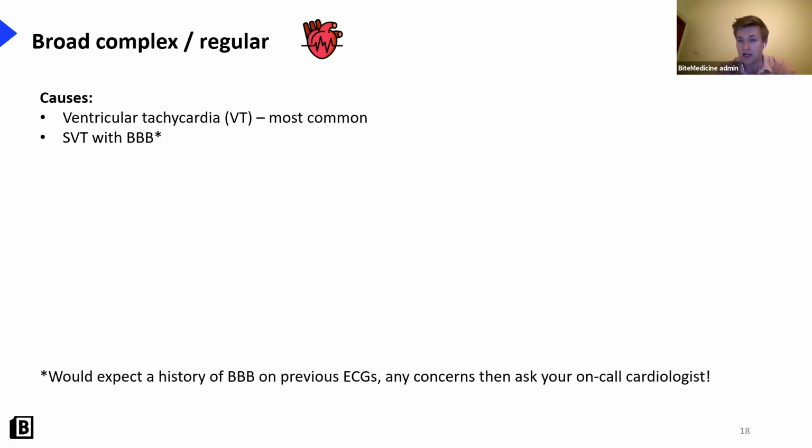I've put here that you might expect with someone like this that a previous ECG would show a bundle branch block, but if you were at all concerned, get in touch with your on-call cardiologist.